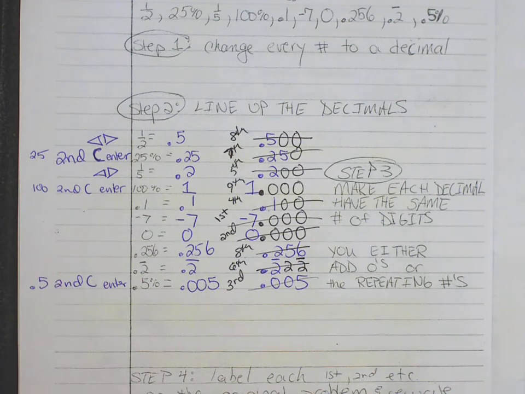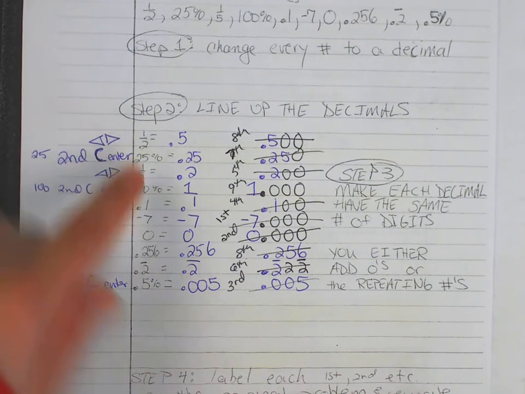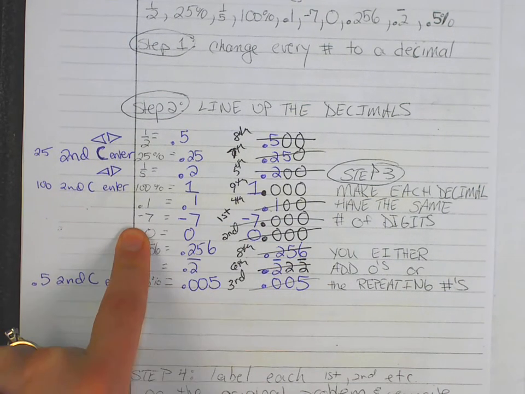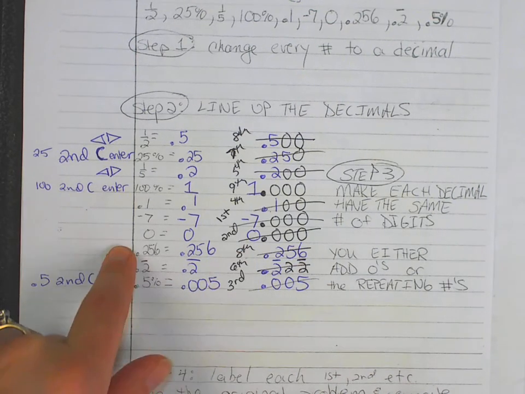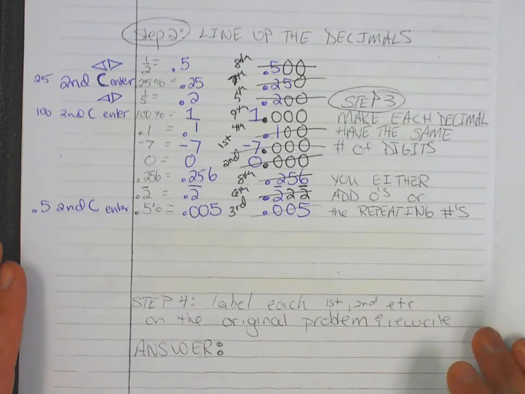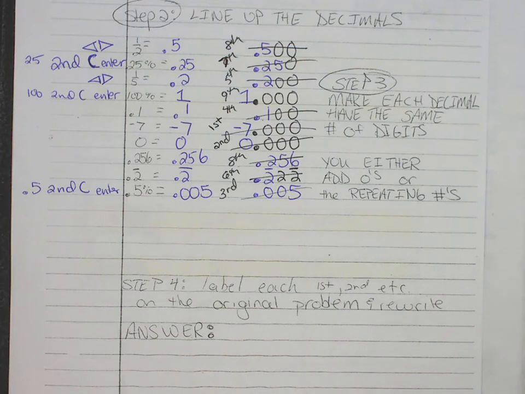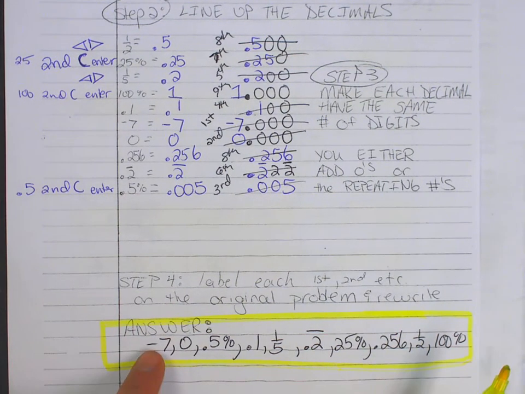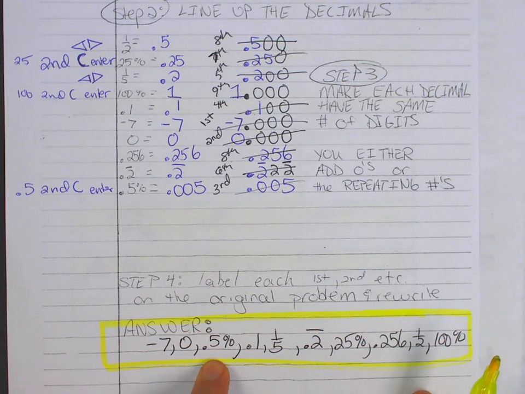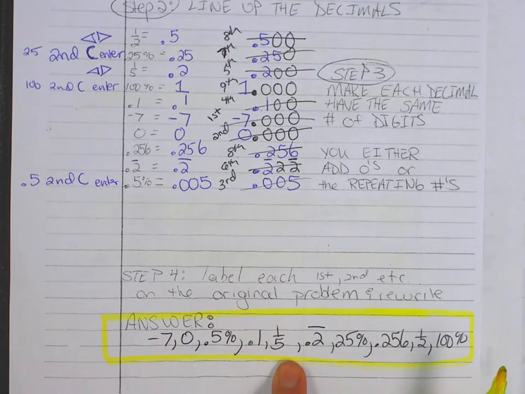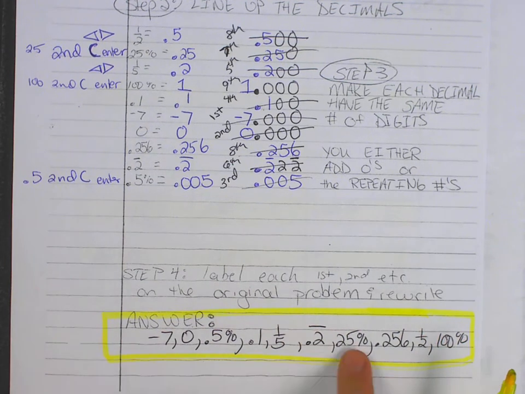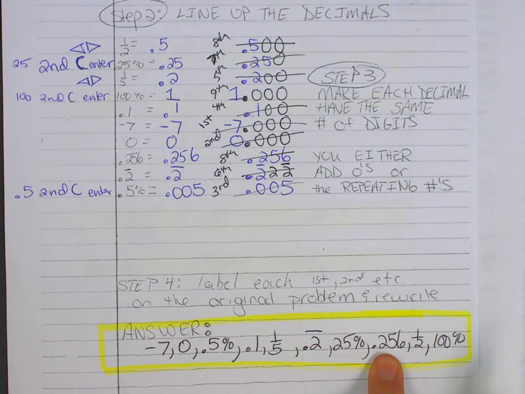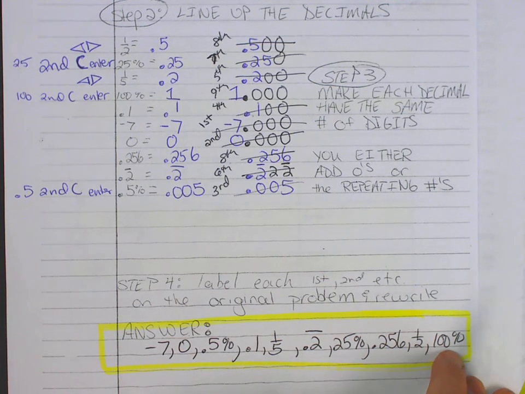Okay, so we're just going to copy this down in their original form. Luckily, we have everything right next to each other. So the first one was -7, and the second one is 0. And so you're going to write those answers here at the bottom of the page. So here it is, least to greatest, -7, 0.5%, 0.1, 1/5 is lower than 0.2 repeating, which is lower than 25%. 0.256 or 256 thousandths, read correctly, 1/2, 100%.